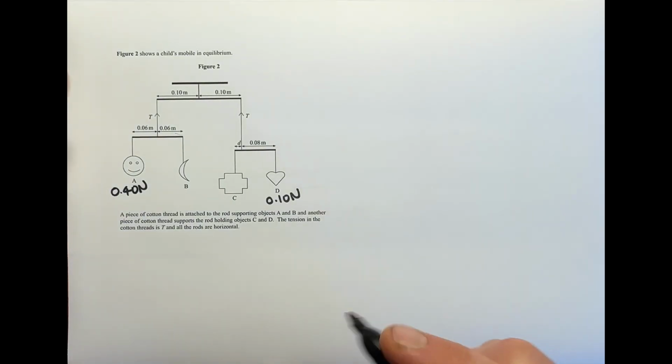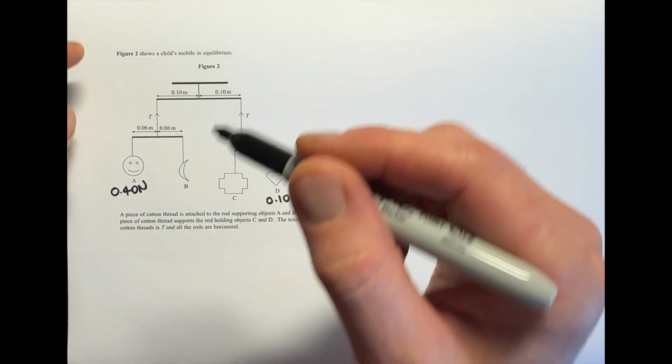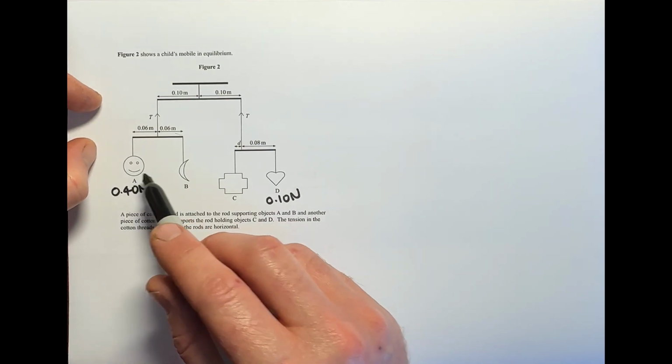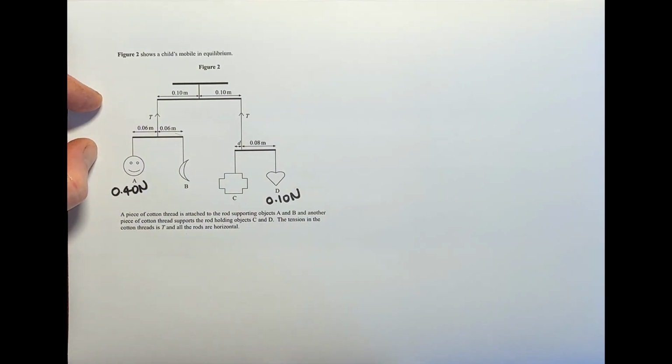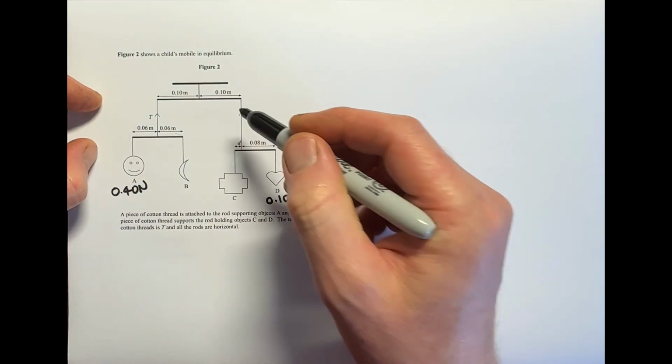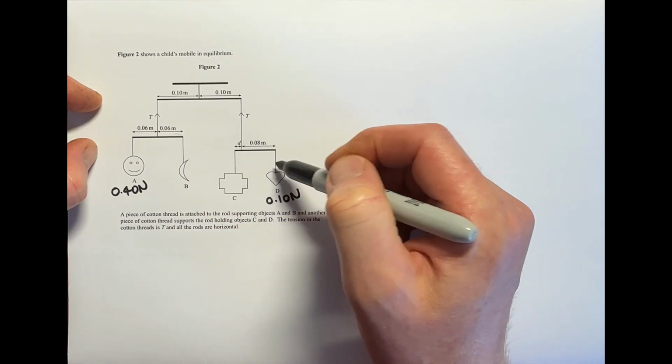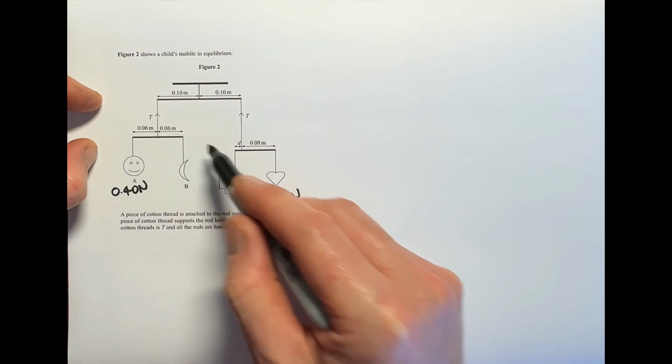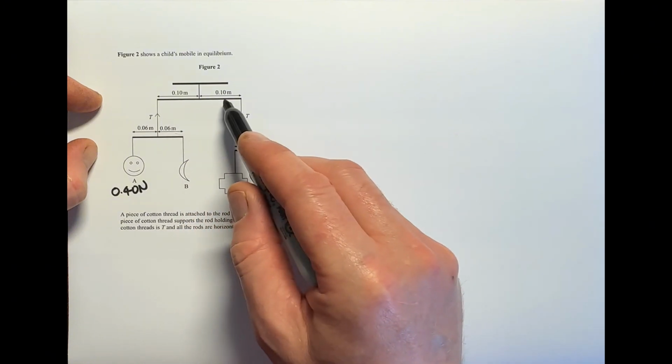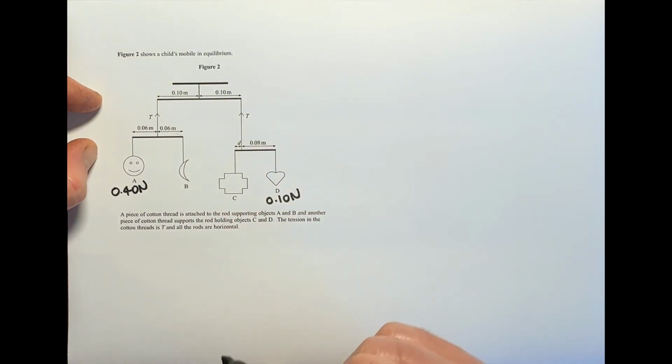So here we've got another moments problem. This time it's a child's toy. It's one of those mobile things where you've got some interesting objects suspended from strings. All these vertical things here are strings, and then you've got these rods. These are rigid rods that support the whole thing.